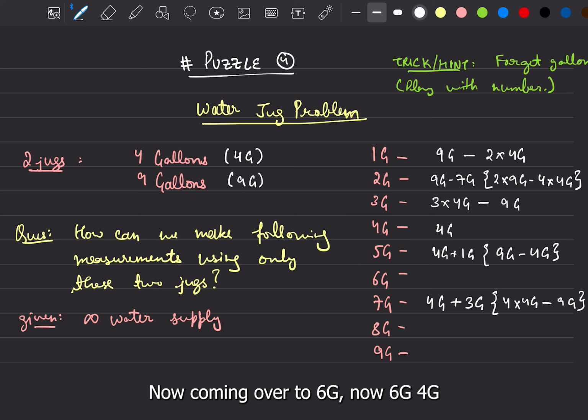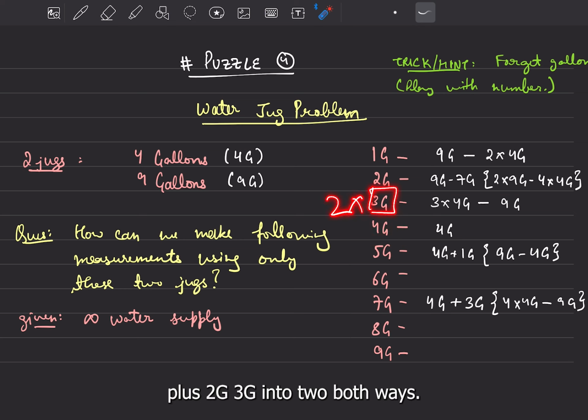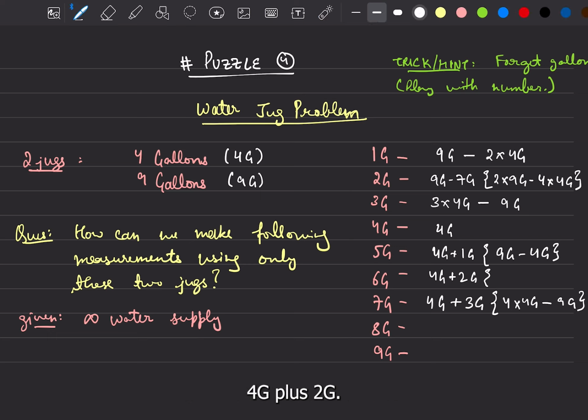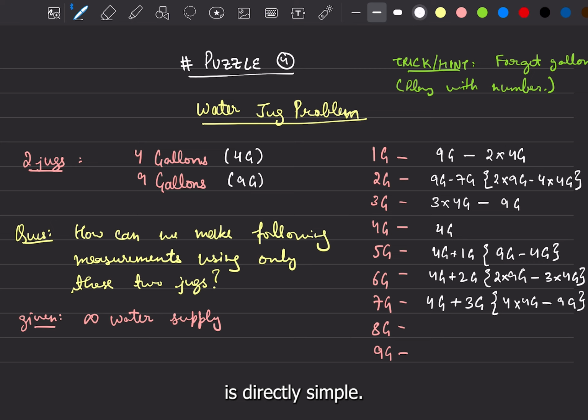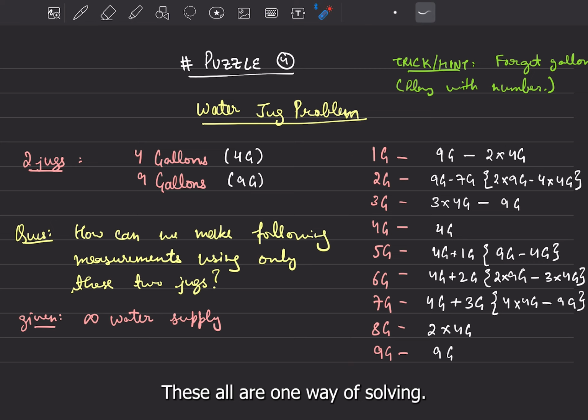Now coming to 6G. 6G is 4G plus 2G, or 3G times 2, or 7 minus 1. Choose any way you like and you will get the answer. For 6G, we can do 4G plus 2G, which is 2 times 9G minus 3 times 4G. So 2 times 9 is 18, minus 3 times 4 is 12, gives 6G. Now 8G is directly simple: you do 2 times 4G. 9G we already have.